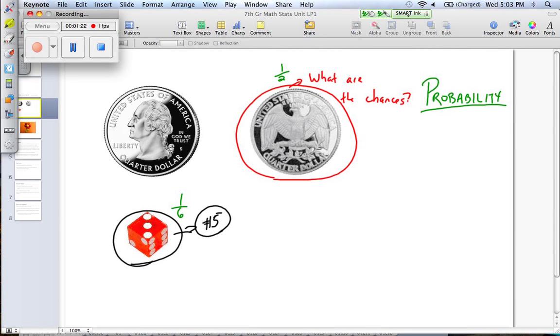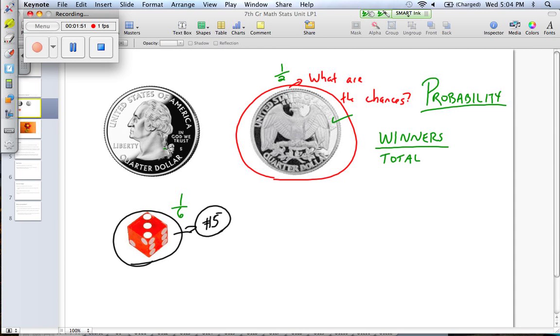In order to calculate the probability, you need on top, or in the numerator of your fraction, the winners. What the problem is asking you for, what you want. Alright? In my example about the coin, the quarter, heads was not a winner. Tails was the only winner. So that's why I have 1 in the numerator. And then on the denominator, I have my total.